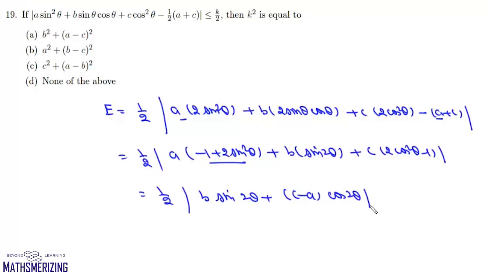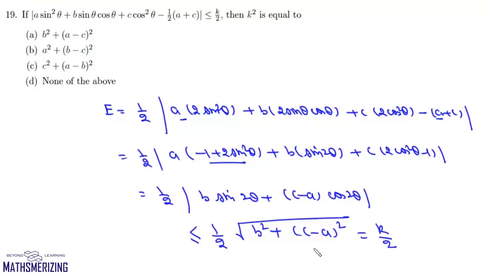Now this is of the form a sin theta plus b cos theta, and we know that a sin theta plus b cos theta is always less than or equal to the square root of a square plus b square. So it will be less than or equal to 1 by 2 under root of b square plus (c minus a) square. Now it says this value is equal to k by 2. So the value of k square will be b square plus (c minus a) whole square, and that's your option A.